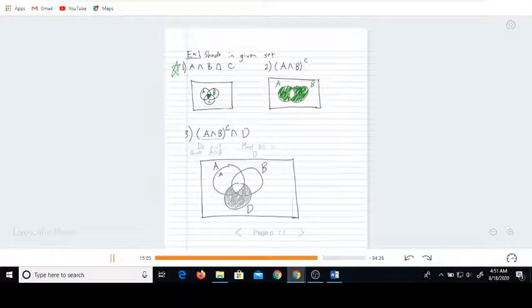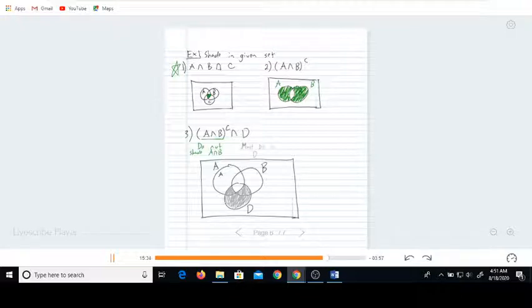And let's go ahead and look at this next one. So this one's a little bit trickier. So looking at number 3, this is the complement of A intersect B. So that means do not shade A intersect B where they overlap. And we want to figure out where the complement of A intersect B intersects D.